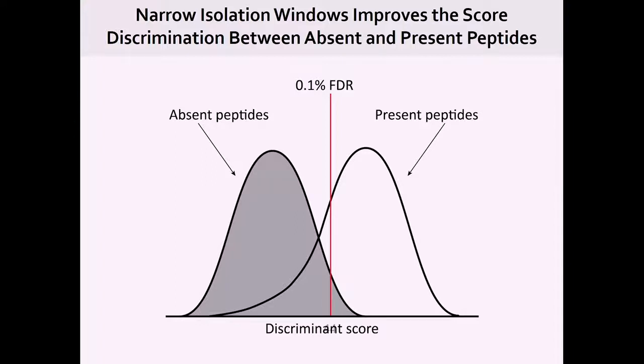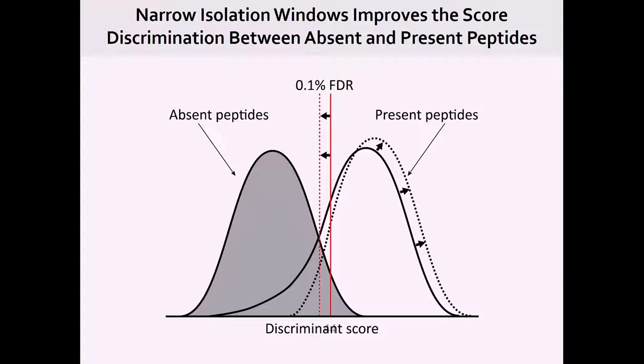And if you narrow the isolation window, you shift the peptides that are present or the ones that are absent further away from one another. And this then allows you, of course, to draw your threshold line a little bit more to the left as well. And this increases the number of peptides you're able to detect. So the better you're able to distinguish between those that are correct from those that are incorrect, the more things you can detect.